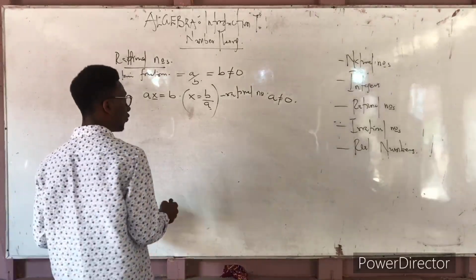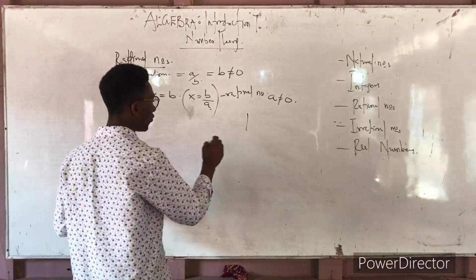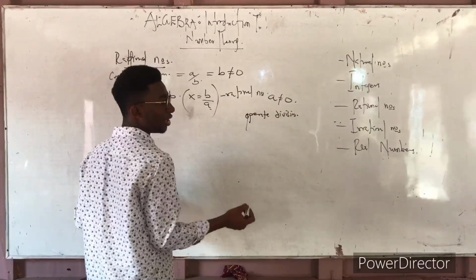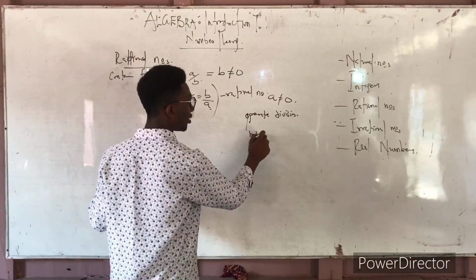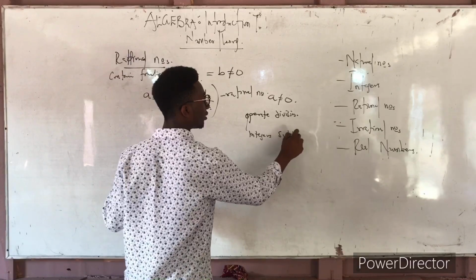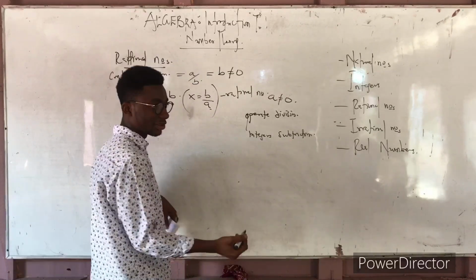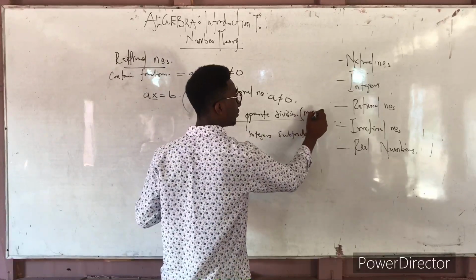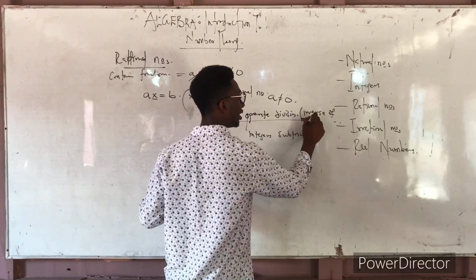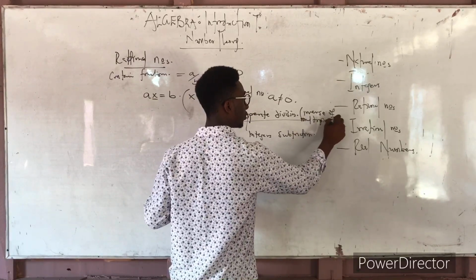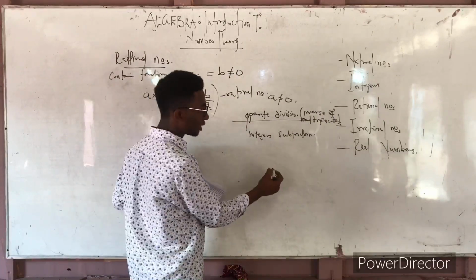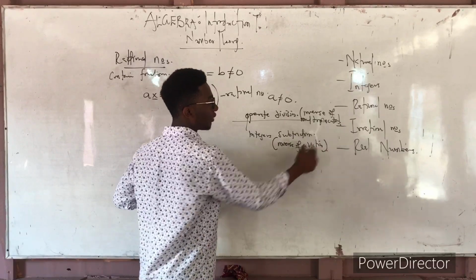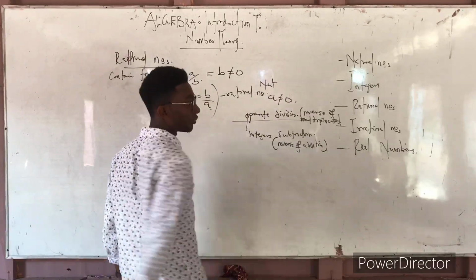But you should take note on something over here too. Rational numbers operate on what? On division. Integers operate on subtraction. So rational numbers operate on division, or the inverse of multiplication. So the inverse of multiplication is the division. Integers operate on subtraction, or the inverse of addition, and natural numbers only operate on the addition aspect.